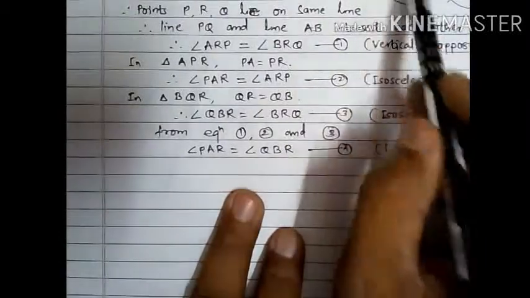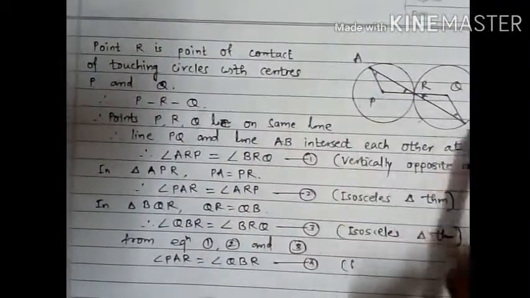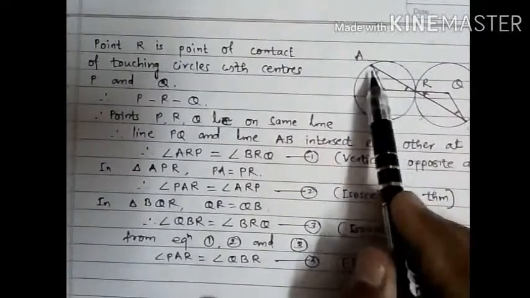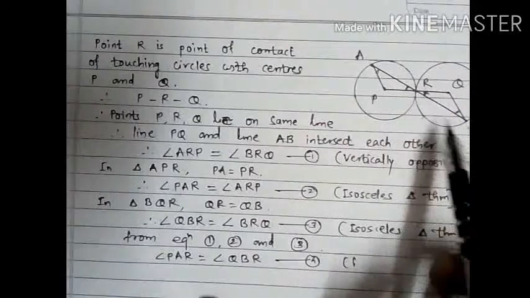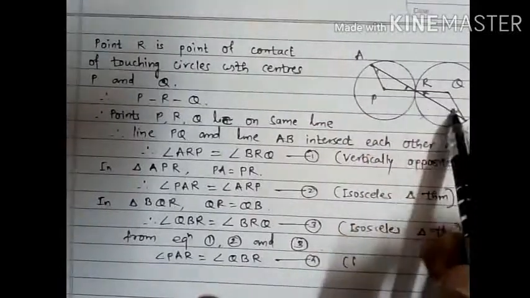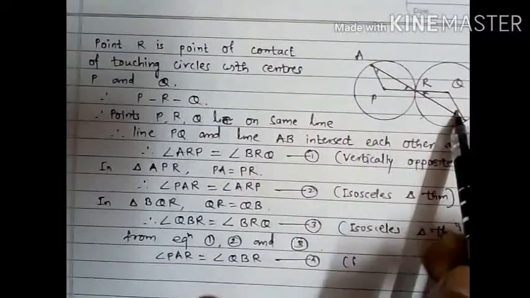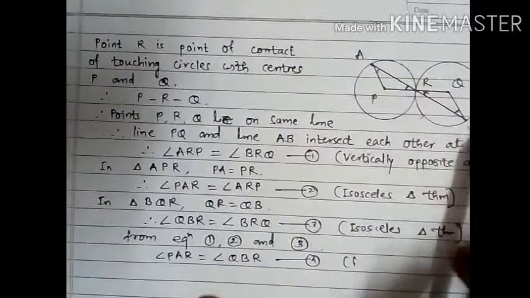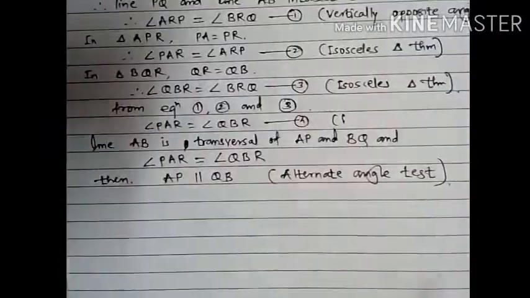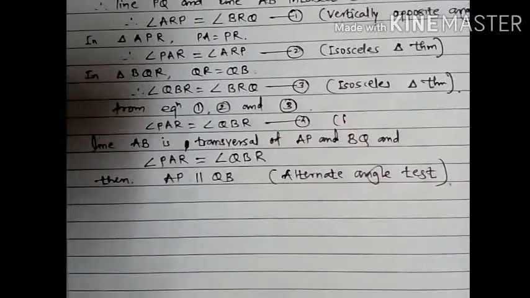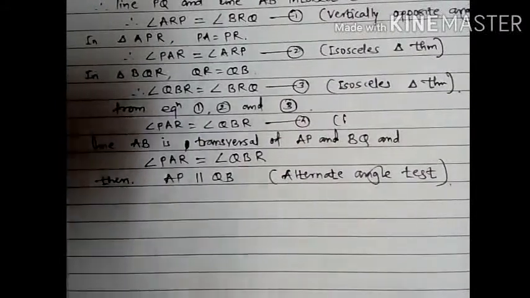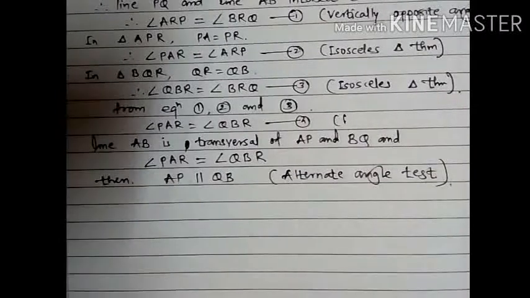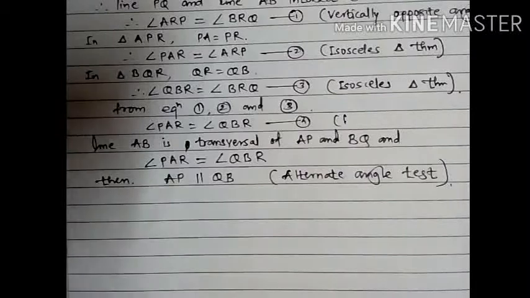Now see here, line AP and line QB are two lines and AB is a transversal. Therefore, these two angles are alternate angles, and they are congruent. Therefore, by the parallel line test, AP is parallel to QB. Line AB is a transversal of AP and BQ, and angle PAR is equal to angle QBR. Then we say that line AP is parallel to line QB by the alternate angle test. This is the first property proof.